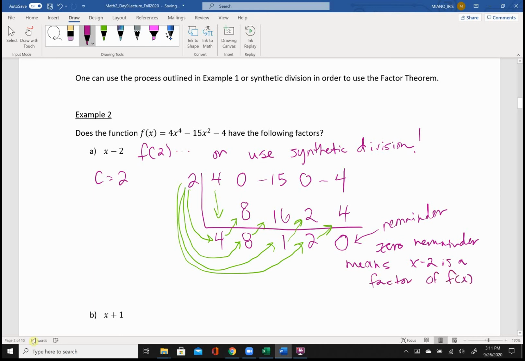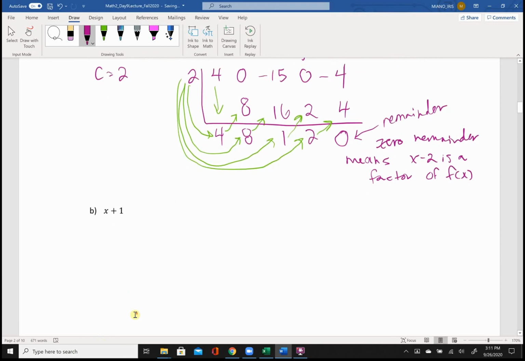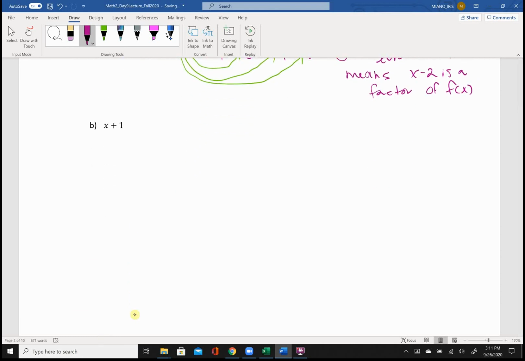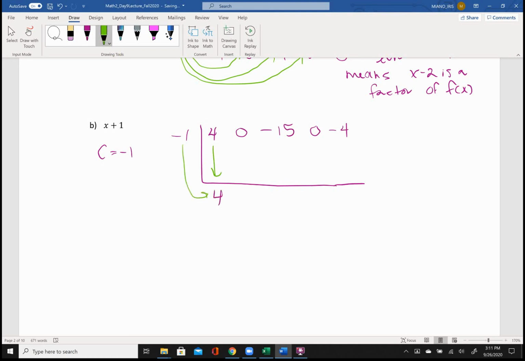Great. Let's see if this next binomial, x plus 1, is a factor of f of x. So here your c value is -1. You're going to put that outside the house, and you're going to line up all of those same coefficients: 4, 0, negative 15, 0, and negative 4. You're going to take that first one and drop it, multiply through, negative 1, your c value, and your 4, and you're going to get negative 4. In this position, go ahead and add, and you will get negative 4.